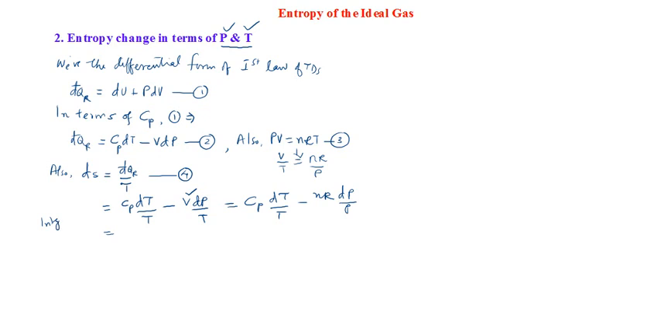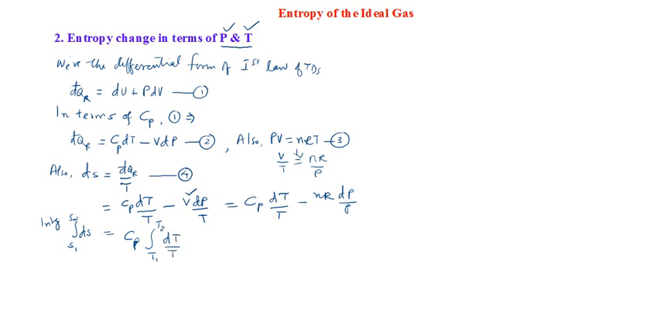Okay, so ds I will be integrating, integral ds, from the initial value s1 to some final value s2. On the right side I'll be writing Cp. Cp is treated as a constant throughout the process for the range of temperatures involved. So it will be T1 to T2. I should integrate it with respect to the variable temperature, dT over T.